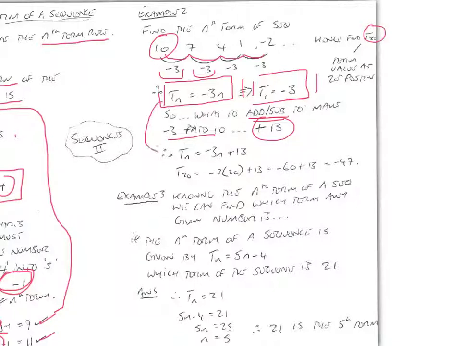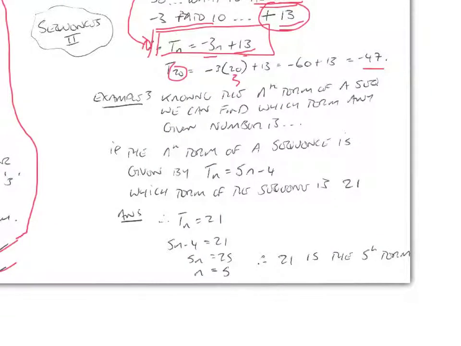So Tn is actually equal to the minus 3n, which we started with, plus 13. And that is the nth term rule for that sequence. Okay? And so T20, we let n equal 20, is equal to minus 47.